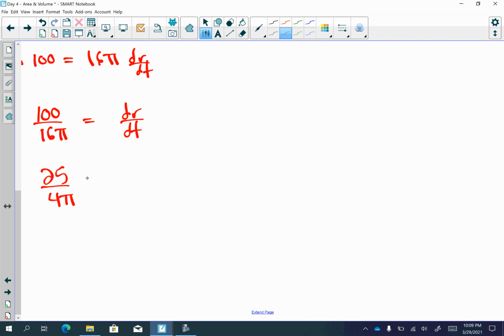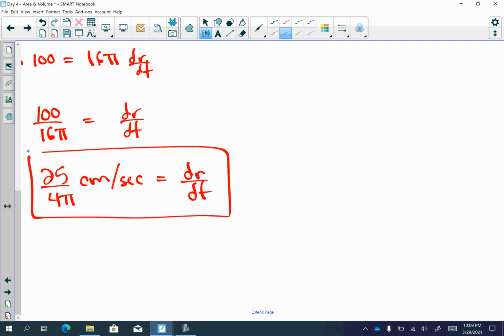And the units, linear units, so it's going to be centimeters. That's what the radius would be measured in. The unit of time in this question was seconds. Again, that is an acceptable answer. As an approximate value, 25 divided by 4 times pi, you get 1.99 centimeters per second.